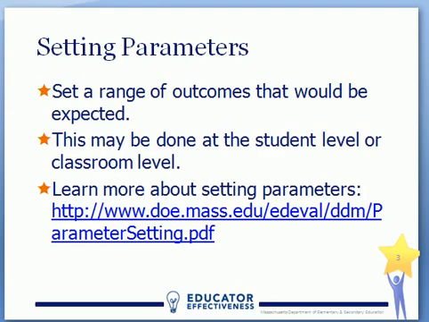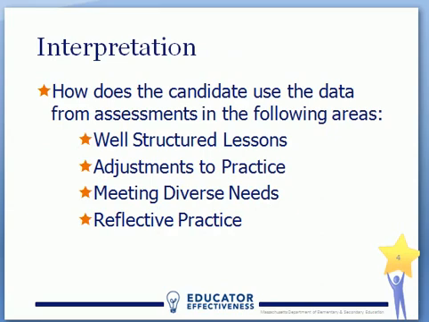The assessment and parameters should be shared with the candidate as early in the practicum as possible to support backwards planning, which is why this step occurs in the pre-cycle. This category of evidence must, at a minimum, inform ratings on 4 of the 6 essential practices: well-structured lessons, adjustments to practice, meeting diverse needs, and reflective practice.